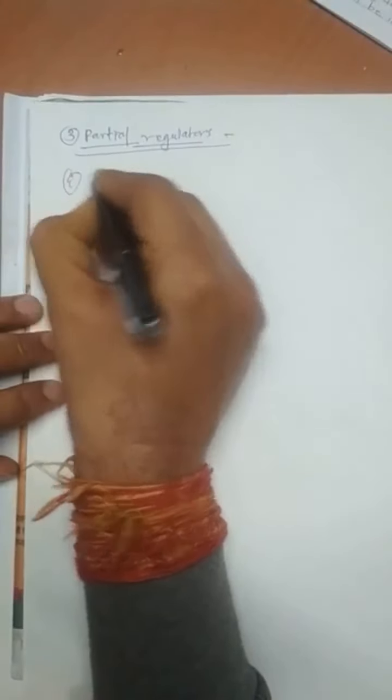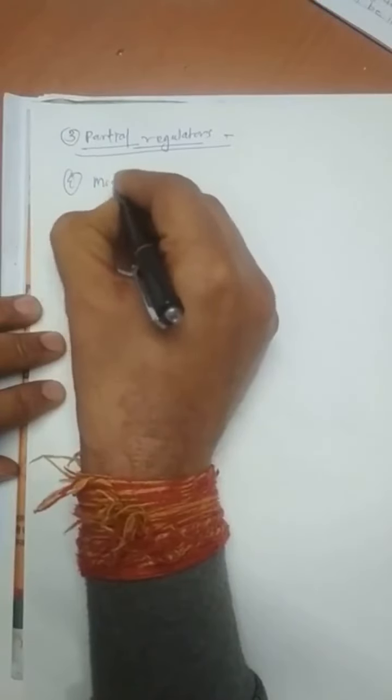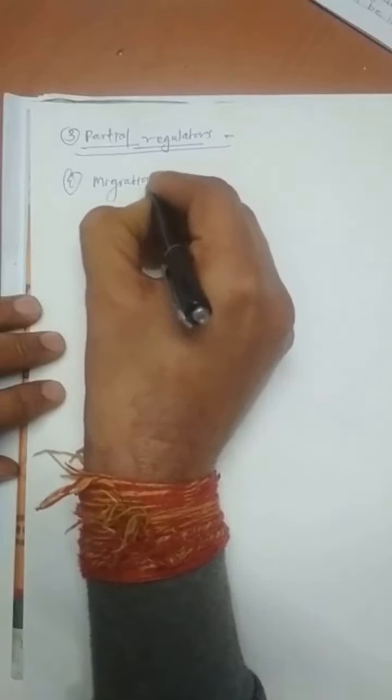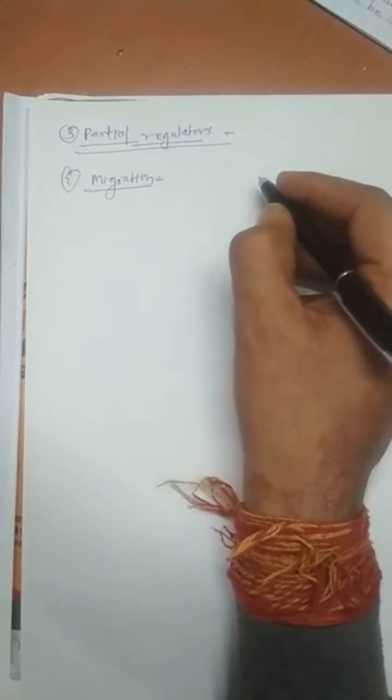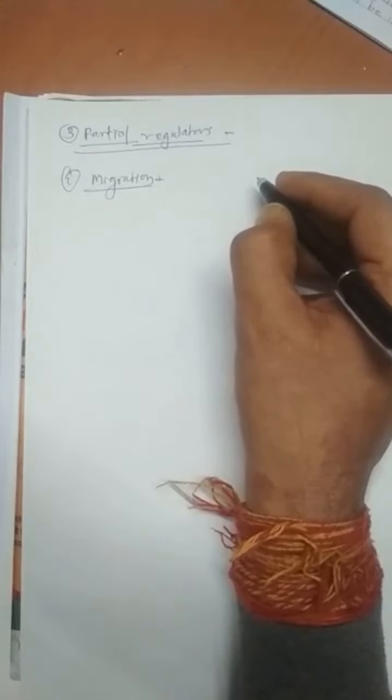Fourth, migration. The organism can move away temporarily from the stressful habitat to a more comfortable area and return when the stressful period is over.